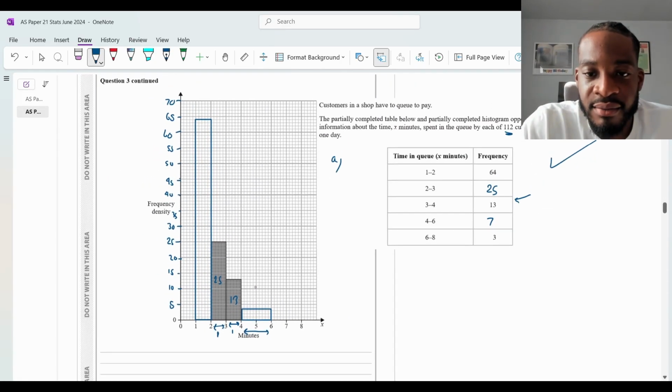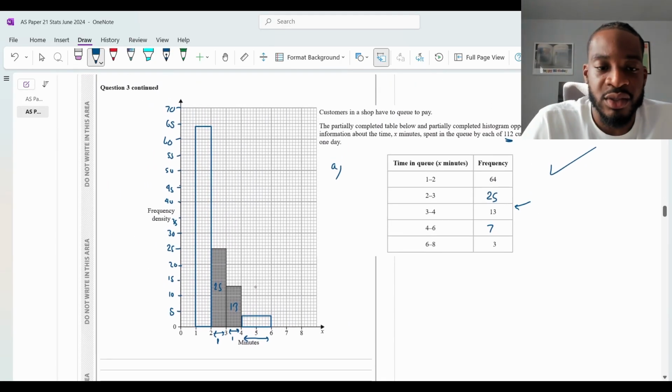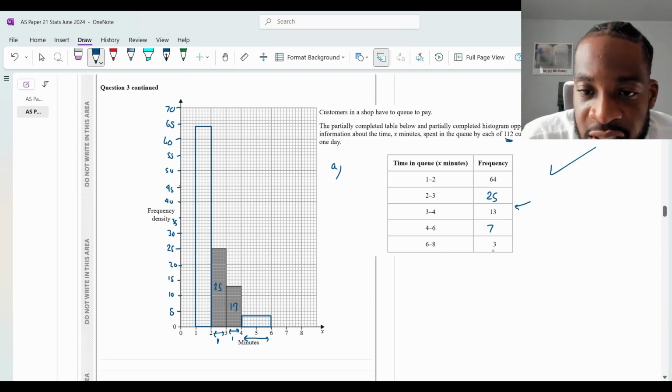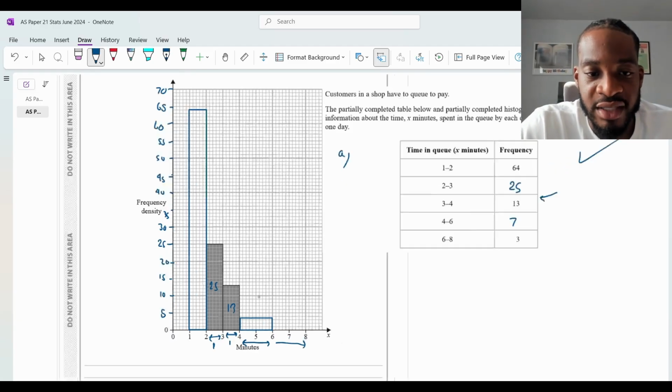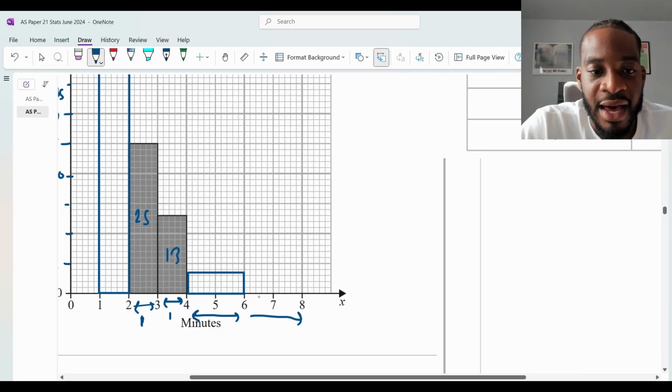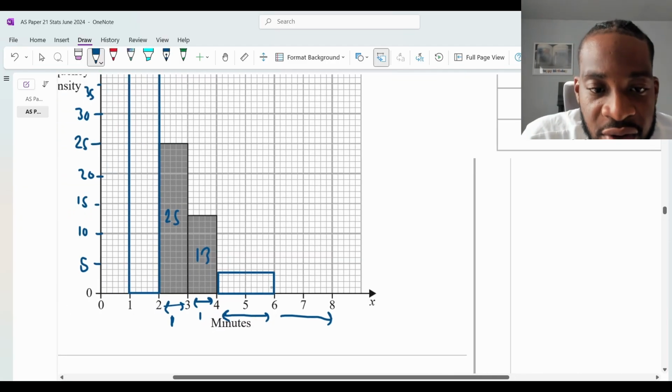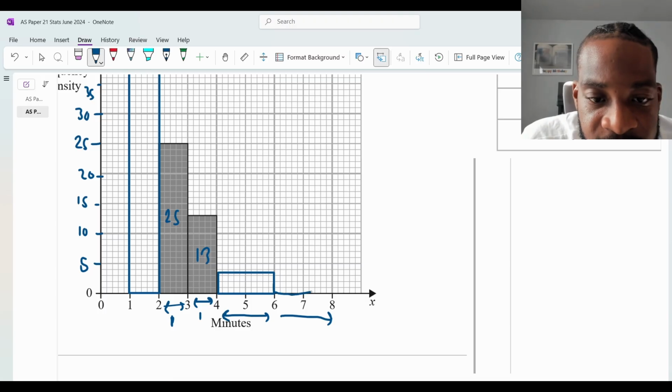And then what's the next one? The last one, 6 to 8. So the frequency is 3, which you know corresponds to the area, but the width is 2. So 2 times what will give me 3? That's 1.5. So now we need a rectangle with a width of 2 and a height of 1.5 to make that frequency of 3, isn't it? So that's just gonna be here, isn't it? So it'll be literally like that.